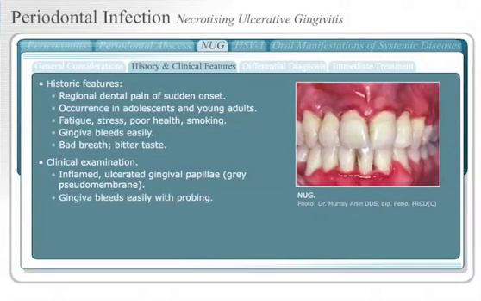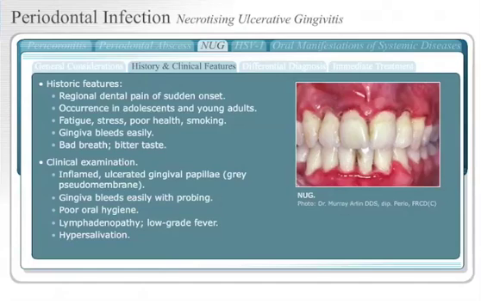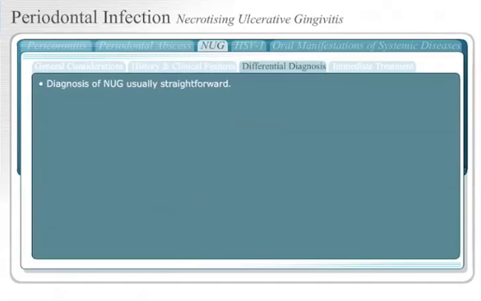The gingiva will bleed easily with probing, and the gingival crests may be flattened. Often there is poor oral hygiene. Other findings may include lymphadenopathy with low-grade fever and hypersalivation. The diagnosis of necrotizing ulcerative gingivitis is relatively straightforward and based on characteristic historic and clinical findings.